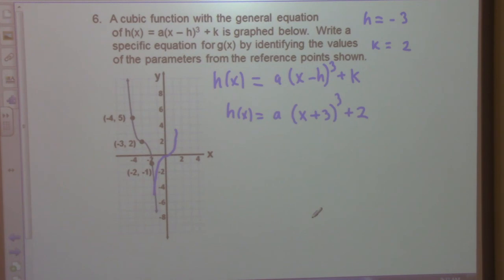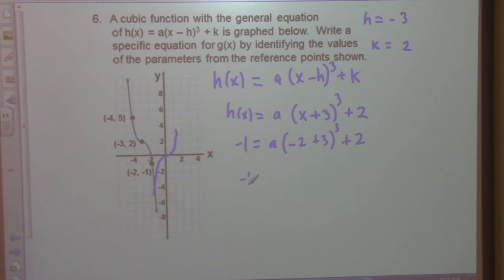Now how do we find what a is? By the reference points. So I want you to pick out a reference point for us to use here. So this one right here? Okay, so how do we incorporate these values in here to find what a is? Negative 1 equals a times negative 2 plus 3 cubed plus 2. All right?